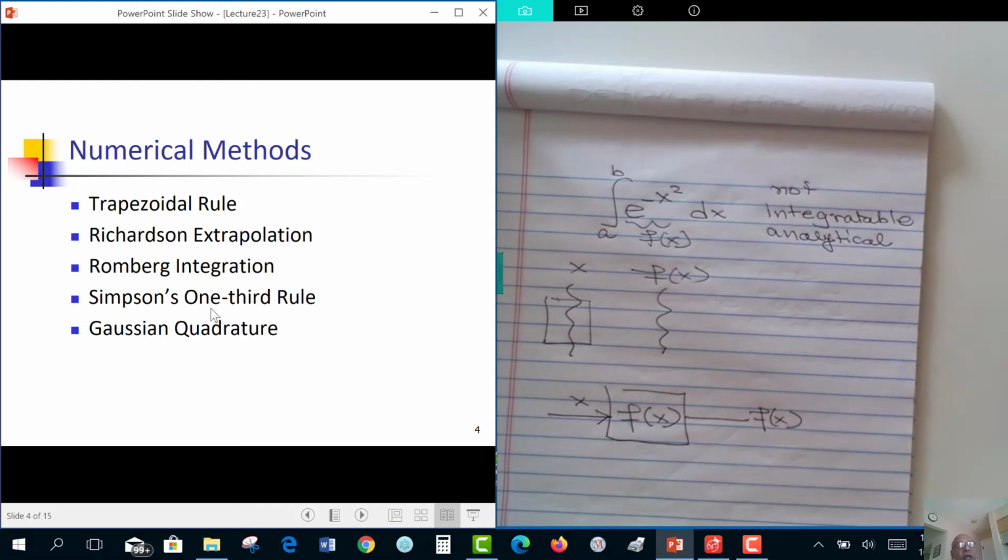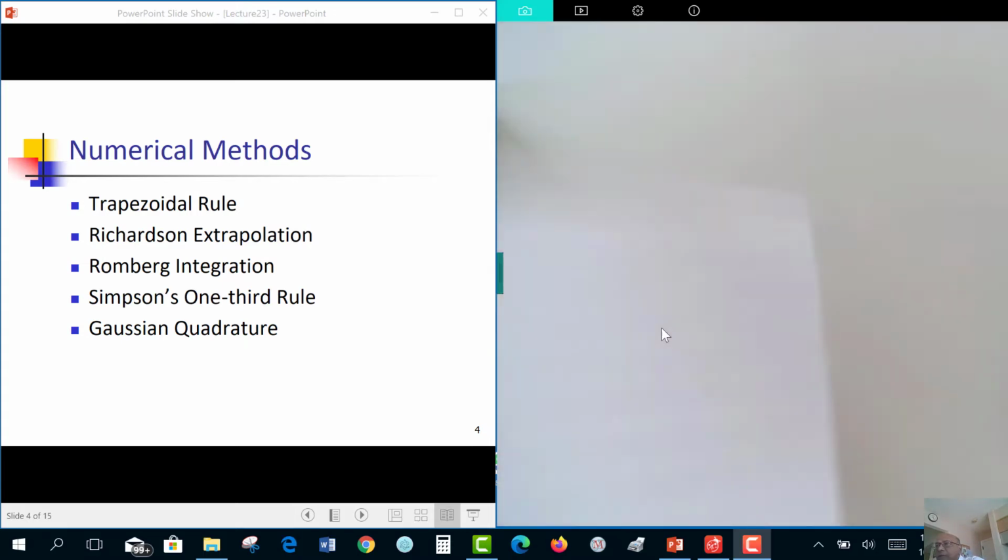And then you are going to learn another method called Simpson's one-third rule. And finally, a method that has not been talked about much in textbooks, but now that we have computers available, we can use this Gaussian quadrature very meaningfully, in a very productive and profitable way. Okay, so let's see our first method, the trapezoidal rule.